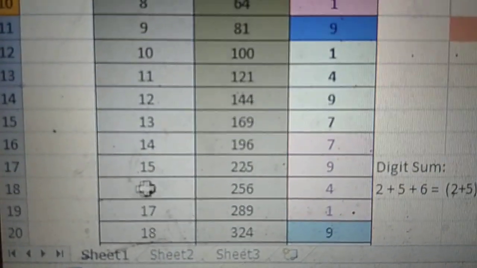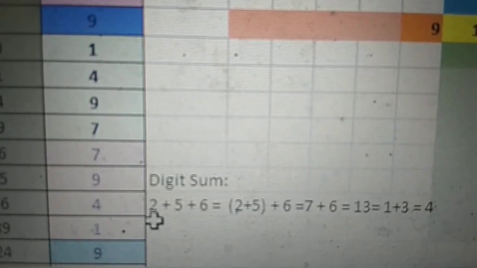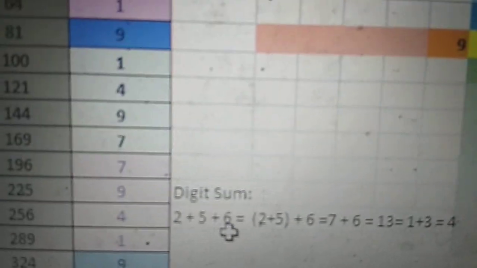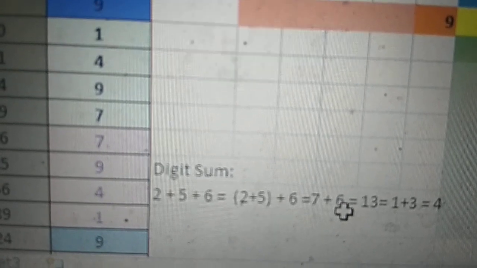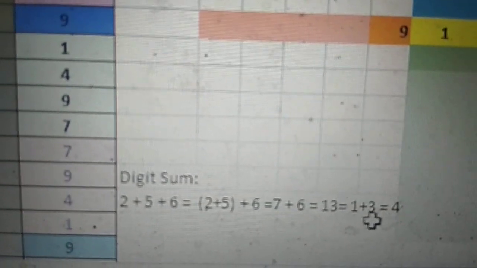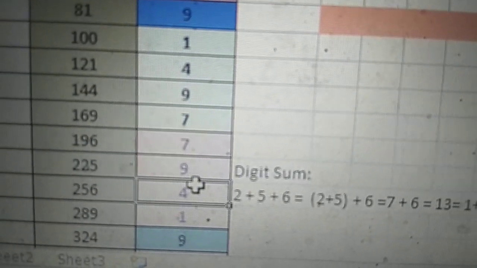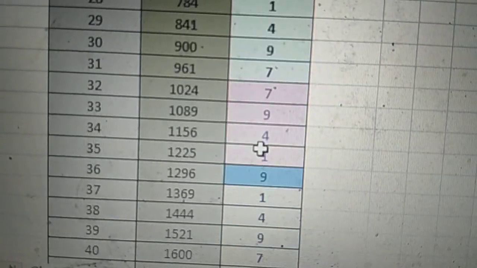So square of 16 is 256. Now how to do digit sum is adding up individual numbers: 2 plus 5 plus 6. 2 plus 5 is 7, so 7 plus 6 is 13. Now that is 1 plus 3, that is equal to 4. So here on this column you could see all the digit sums, right?